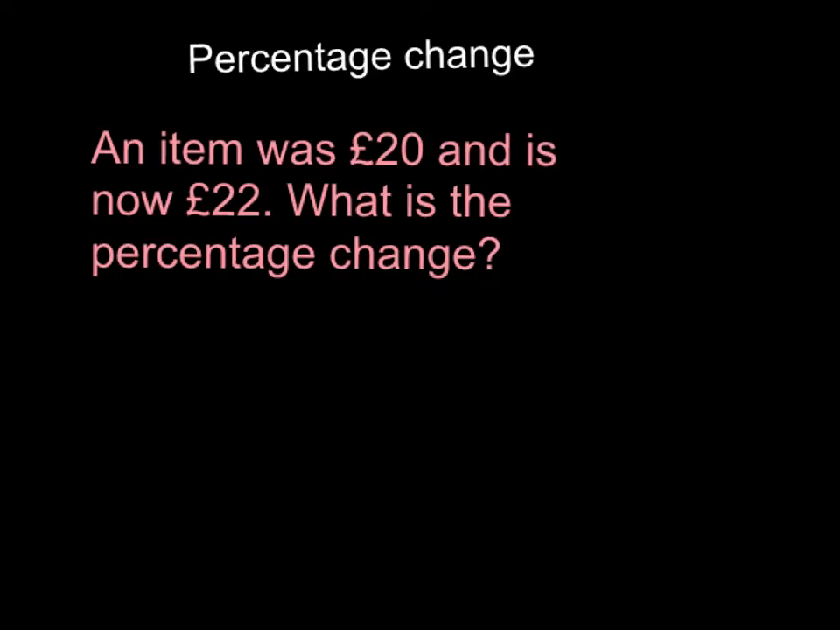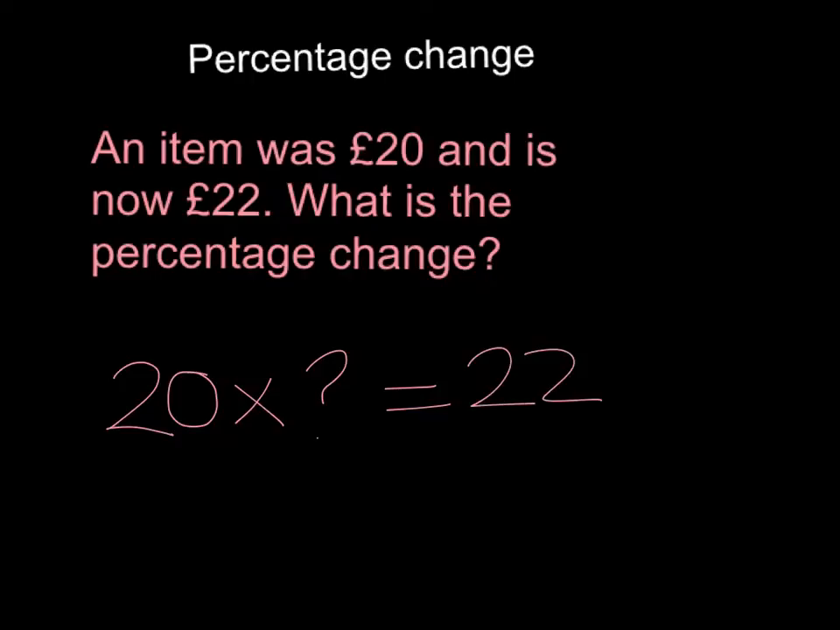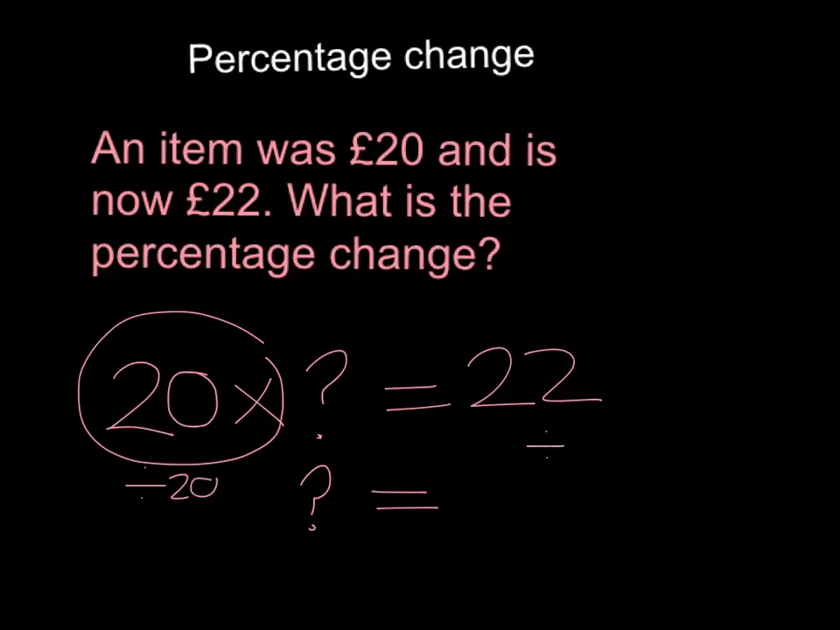Okay, so percentage change. Kept the question quite easy so we can see the method more so, but remember in the exam there's nothing wrong with if you can just see it, write the answer down. Okay, so if we look at the question, an item was £20 and it's now 22, what is the percentage change? So 20, thinking about the multiplier now, 20 has been times by something and it's now 22. So this is just using your inverse operation, and if we want to inverse 20 times, so we're going to divide by 20, it's a bit of balance, divide by 20, that's going to give you 22 divided by 20.